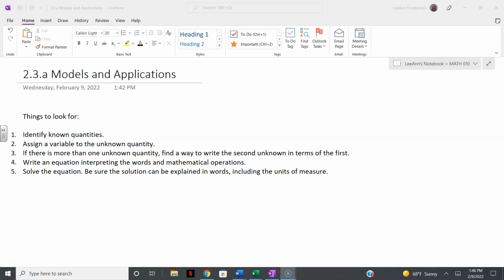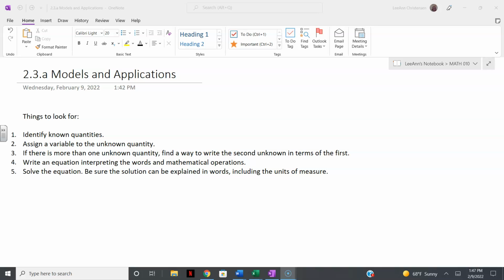Okay, so I've typed here some of the guides. They're from the textbook, but I was just going to talk about them a little bit to give you a little bit more information. So we're going to be doing models and applications. It has to do with word problems, applying some of these concepts of linear equations.